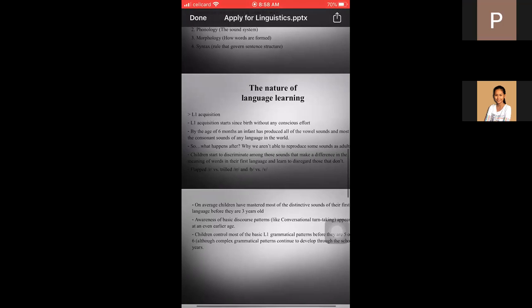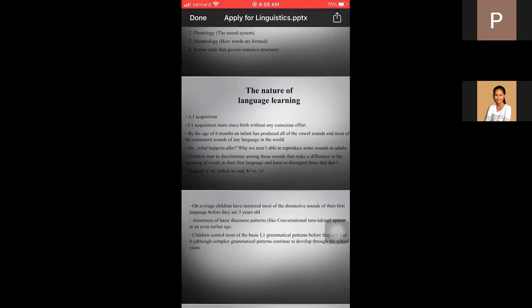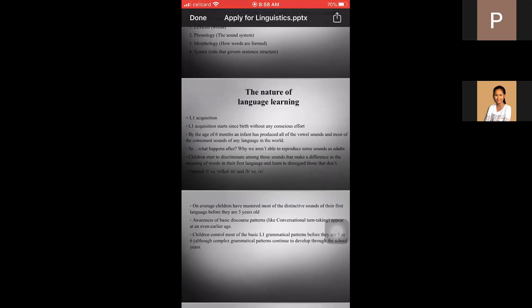By the age of 6 months, an infant has produced all of the vowel sounds and most of the consonant sounds of any language in the world. So what happened after? Why are we unable to reproduce some sounds like that? Children start to discriminate among those sounds that make a difference in the meaning of words in the first language and learn to disregard those that don't.